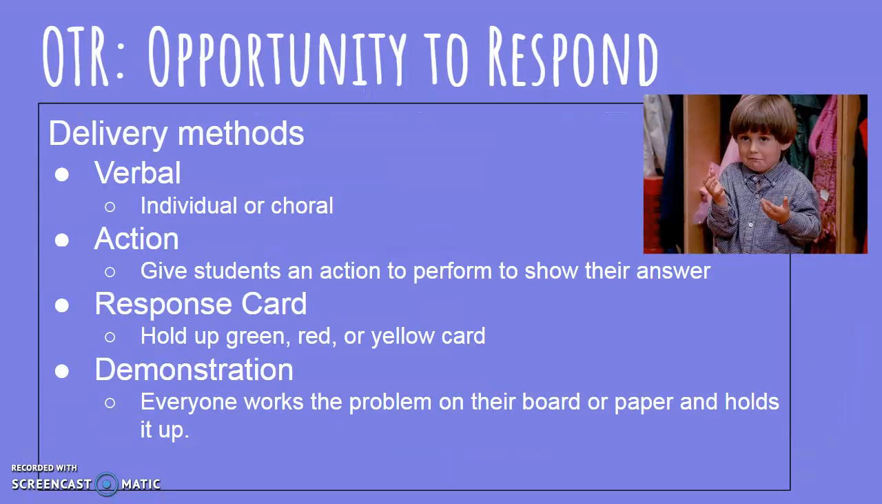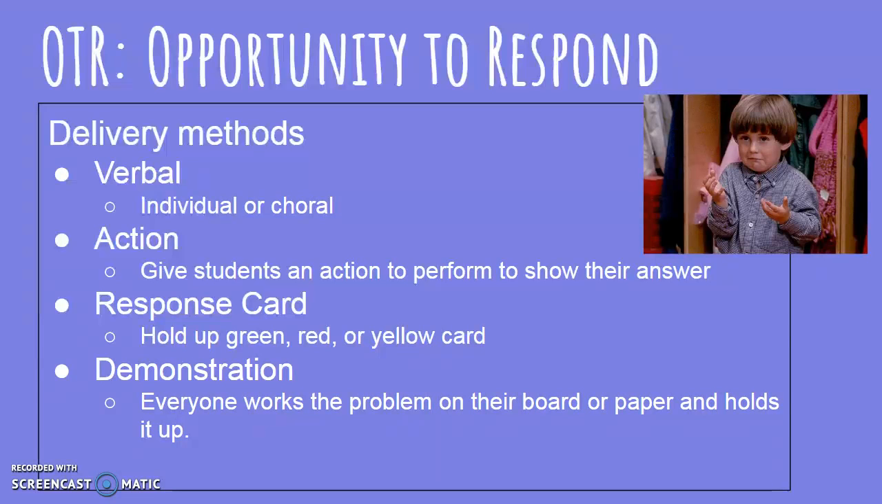The final OTR slide is based on delivery methods. These delivery methods offer the teacher a varied way for the students to respond in class. The verbal method can be individual or choral. I like the action method. An example might be for the student to place a pencil behind their ear when they know the answer.